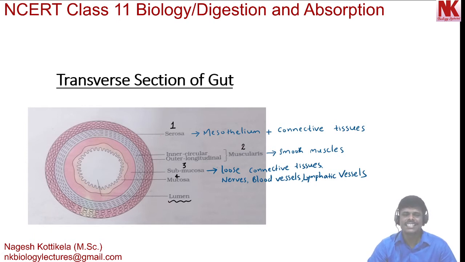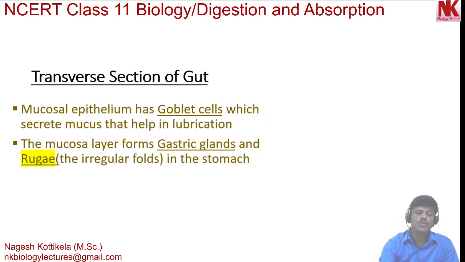Now let's discuss the modifications formed by mucosa layer of alimentary canal. Here mucosal epithelium has goblet cells. Important. Goblet cells secrete mucus that help in lubrication. Actually, the mucus secreted by goblet cells mixes up with food materials, and because of this the food can pass easily through the lumen of the alimentary canal.